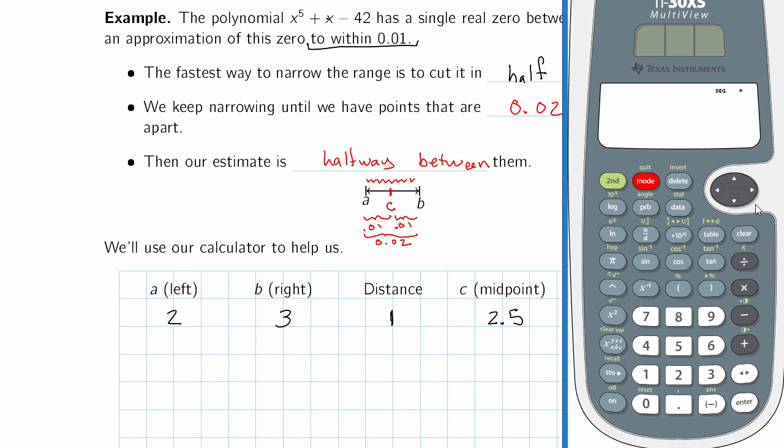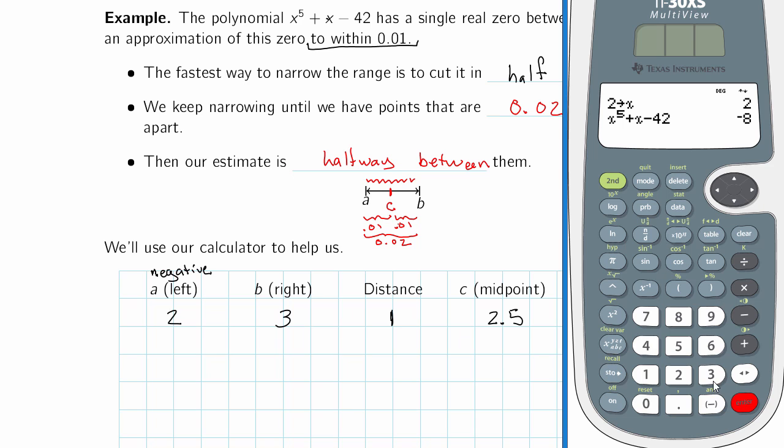Now to get started, we need to know where our function is positive and where it's negative. So I'm going to start by taking 2 and storing it in x, and then I'm going to enter my polynomial: x to the 5th plus x minus 42. Because I stored 2 in x, my calculator knows that x is representing 2, so it's going to plug in 2 for x. So my left end, I'm going to have a negative number. And hopefully when I plug in 3, I'm going to have a positive number.